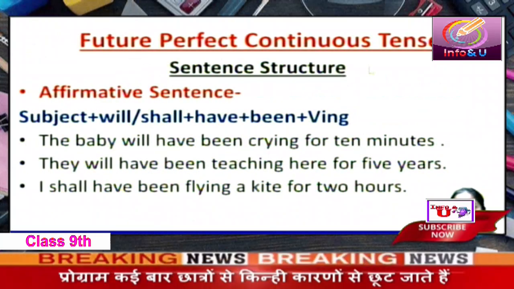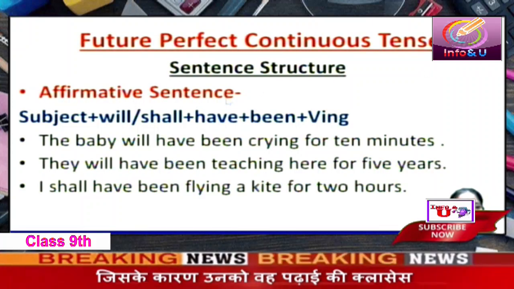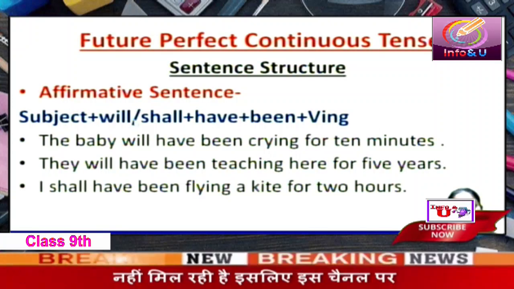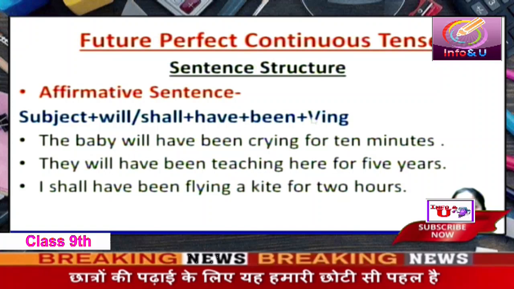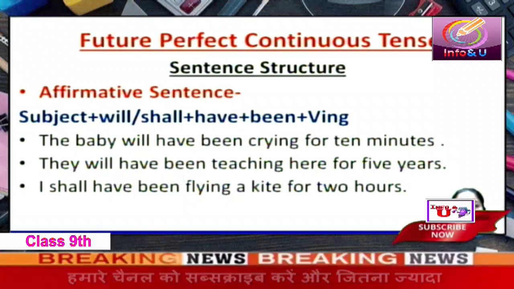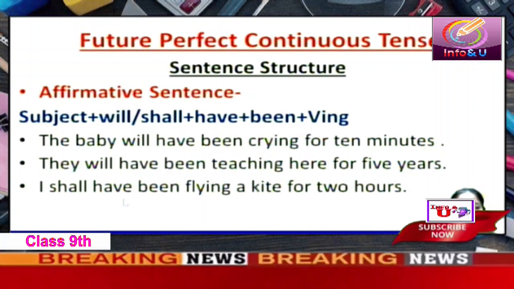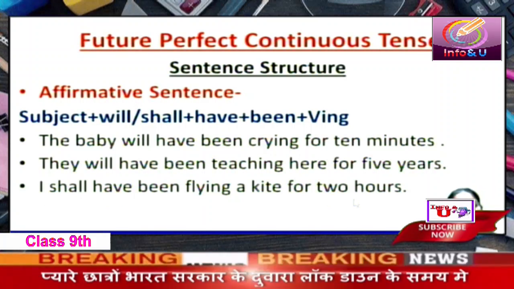Now future perfect continuous tense. Sentence structure is, for affirmative sentence, subject plus will or shall plus have plus been plus ing form of the verb. The baby will have been crying for 10 minutes. They will have been teaching here for 5 years. I shall have been flying a kite for 2 hours.